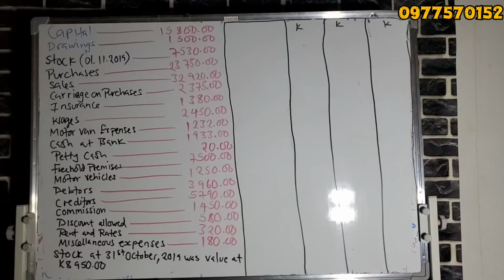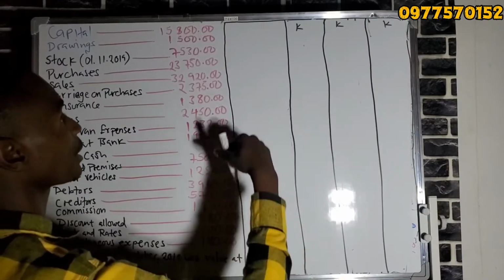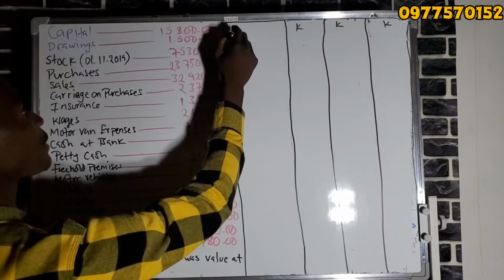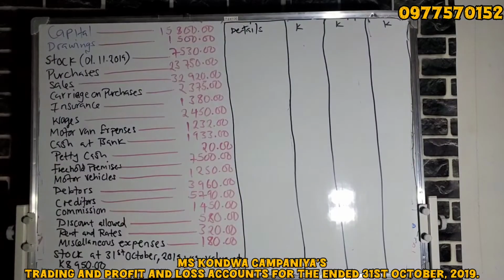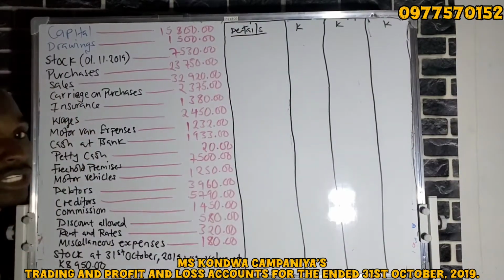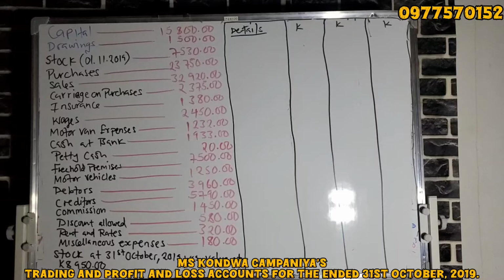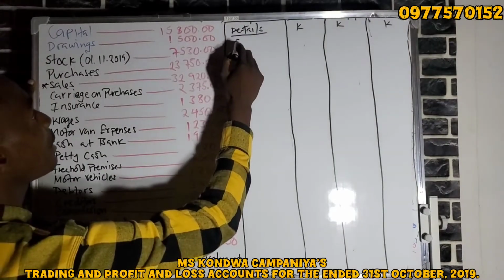So guys, we have this question. We are asked to come up with a trading profit and loss account. This is the income statement, and this is the layout. We have 4 columns. The first column is for details. In the income statement, we start with the first account, the trading account, and in the trading account we start with sales. So we're going to write sales here.